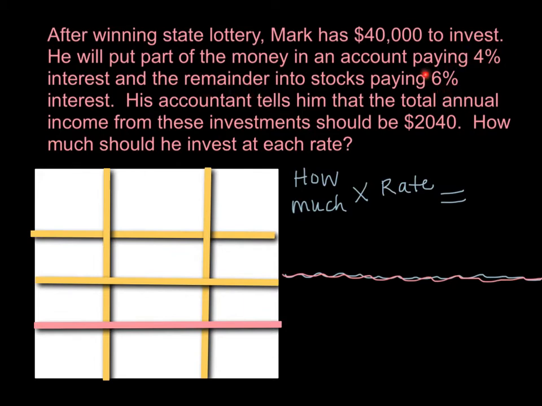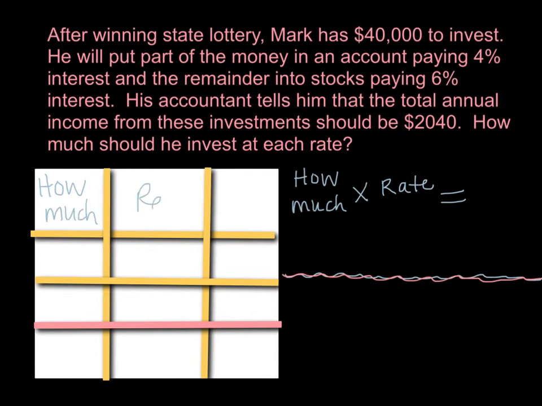So what we're doing is we're taking two different accounts. This one only pays 4%, this one pays 6%, and we're going to mix them because he wants a total interest of $2,040. How much should he invest at each rate? Well, let's look at our chart. Remember, this column is our how much column.